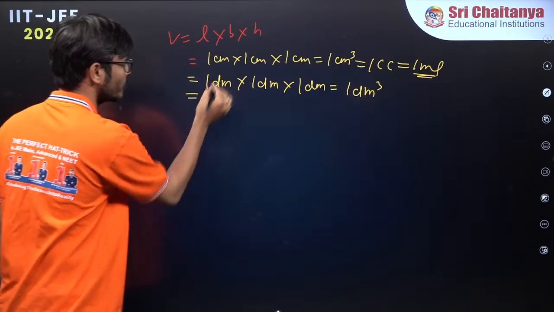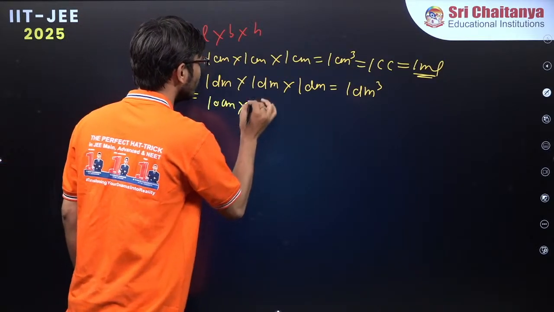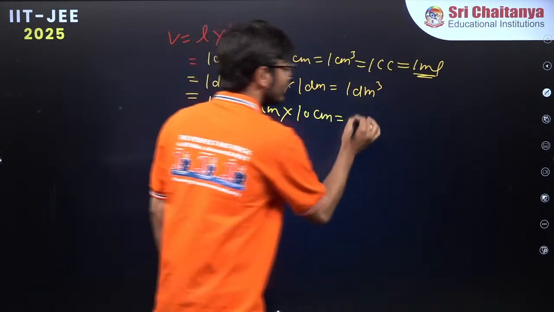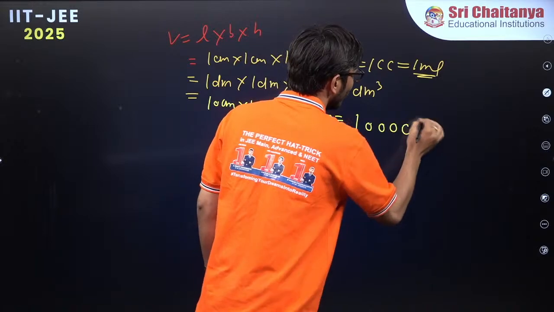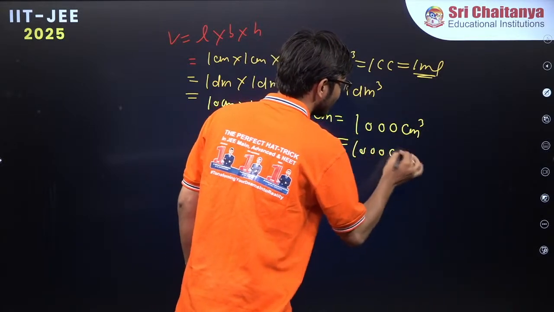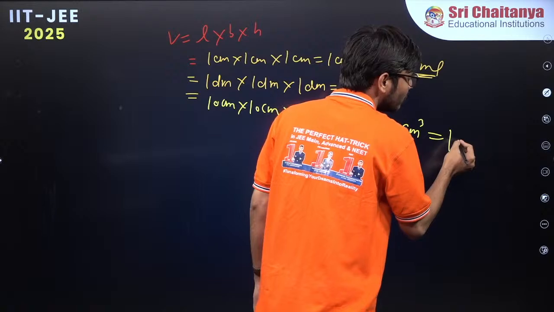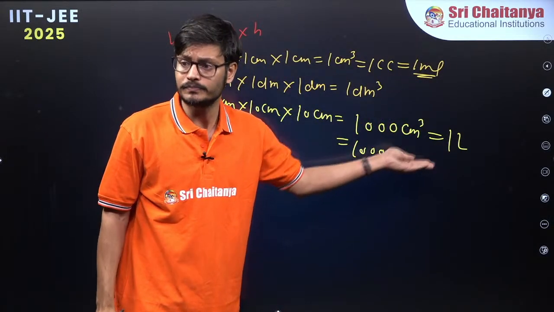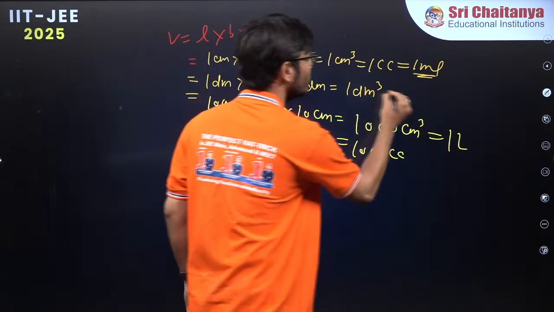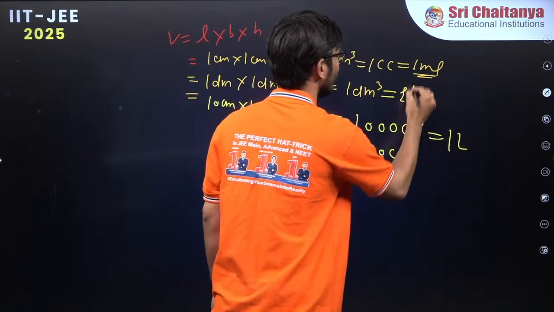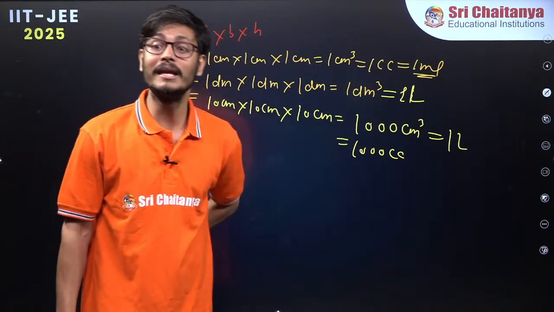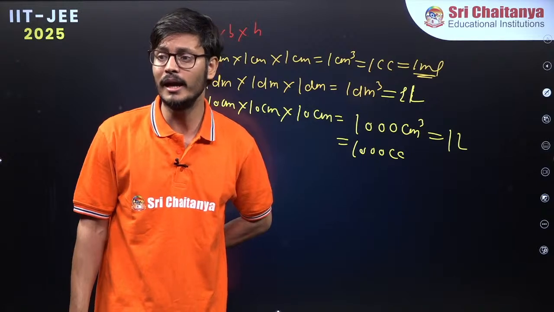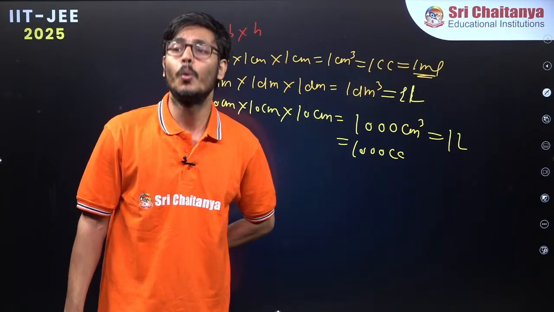So this will be how much? 10 centimeters into 10 centimeters into 10 centimeters is equal to 1000 centimeter cube, which is 1000 cc, and we know that is 1000 ml, which means 1 liter. So what is 1 dm cube? 1 dm cube is equal to 1 liter. I hope this is clear to everyone.